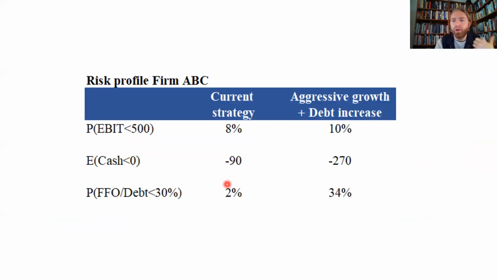And then you can use that. Earlier we saw how risk trends over time, and you can get informed about the fact that something is going on, and maybe you should be doing something about that. Here we're using it a little bit differently, where we have a current risk profile on the current set of policies. This would be the risk profile. 8% risk of going below this measure. This is the expected shortfall for cash. This is the risk attached to the FFO to debt measure. All right, that's what we have.